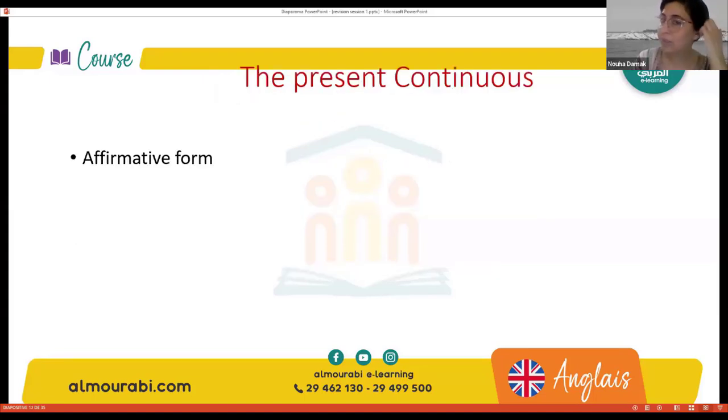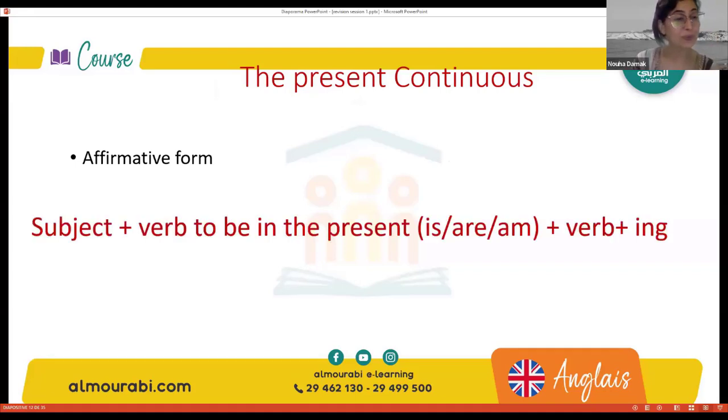So, as usual, we are going to start with the affirmative form. So, subject plus verb to be in the present, and here we are talking about is, are, or am, plus verb plus ing. And most of the students, unfortunately, forget about the is, or are, or the verb to be. Maybe they are thinking about just verb plus ing. So please don't forget to add the verb to be, please. Okay, yes, good. So let's move on to the negative.